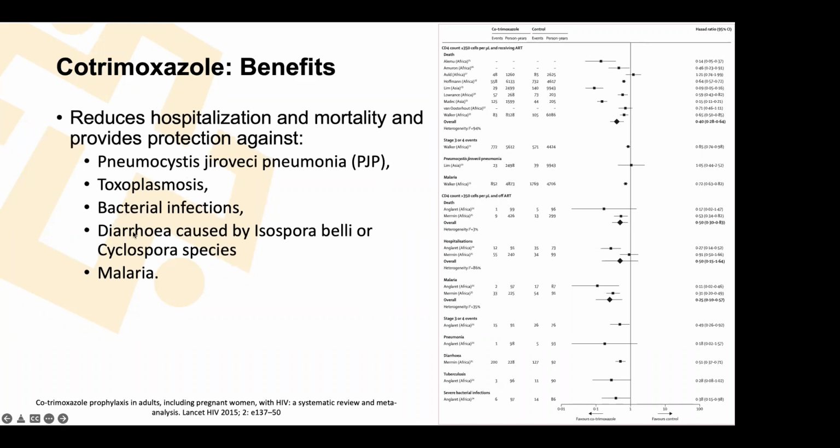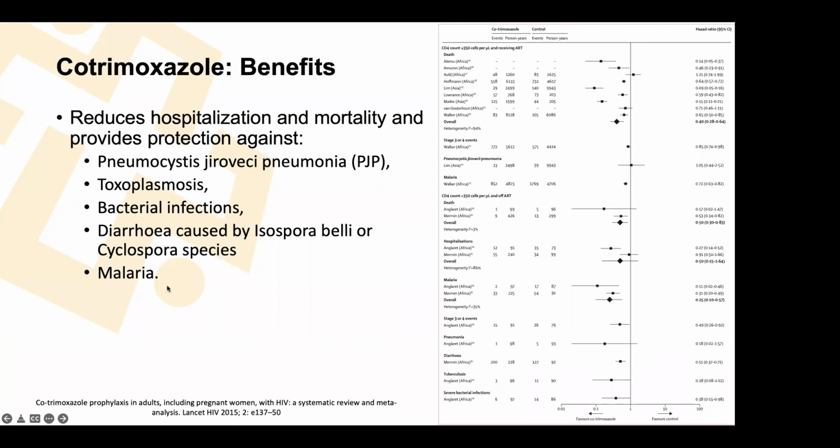Bacterial infections, specific diarrheas, Isospora belli, Cyclospora species. These are classified as WHO stage 4. So these are AIDS defining conditions. If a patient presents with diarrhea, and when you do your cultures we pick up Isospora belli or Cyclospora, usually we say your patient has an AIDS defining condition. So really, cotrimoxazole will prevent this chronic, very difficult to treat watery diarrhea.